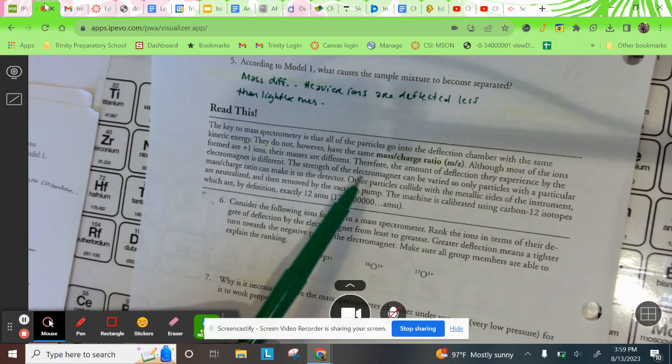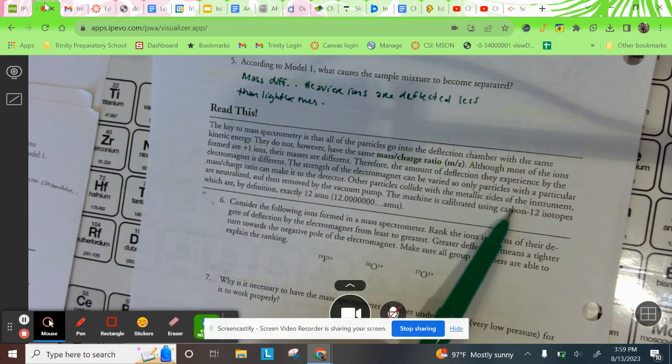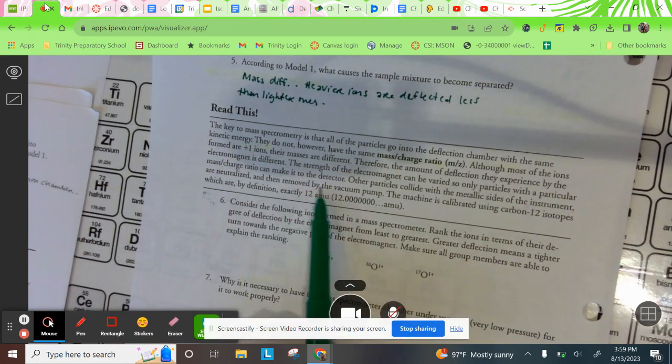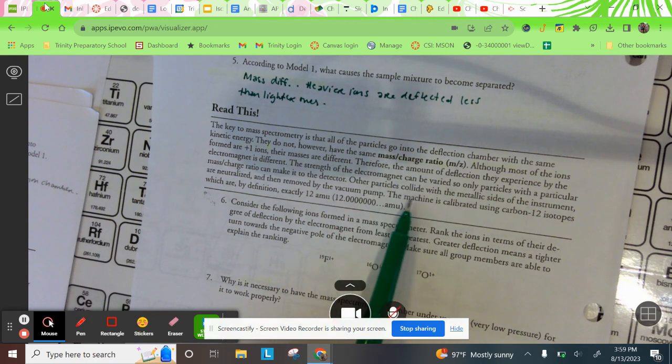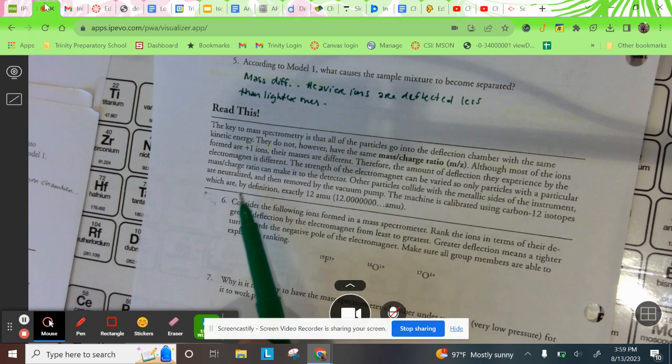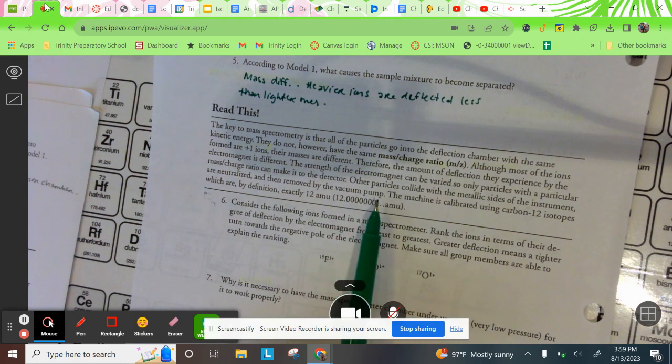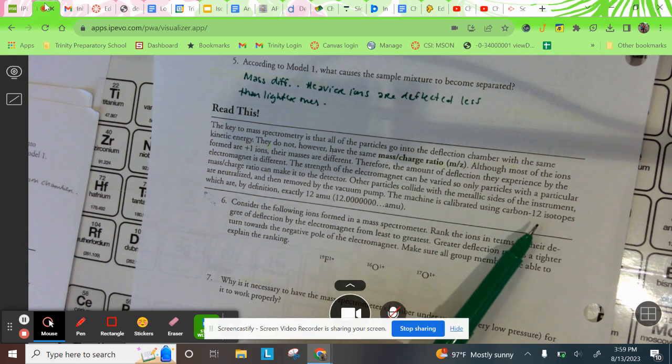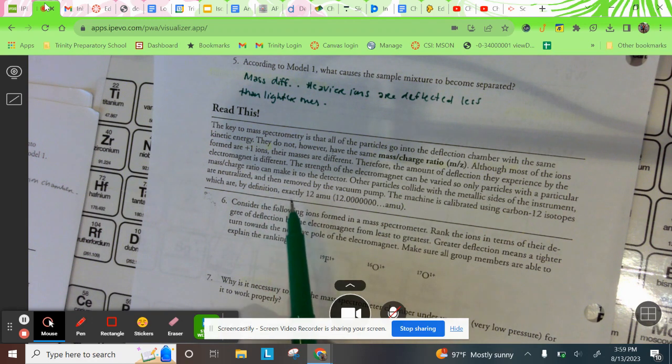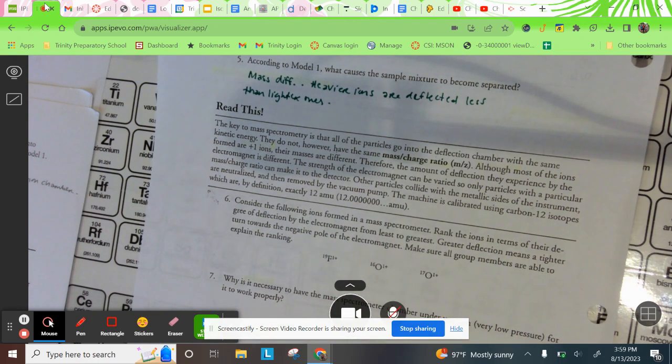The strength of the electromagnet can be varied, so only particles with a particular mass charge can make it through the detector. Other particles collide with the metallic sides of the instrument, are neutralized, and then removed by the vacuum, so we can look for specific ones, is what they're saying. The machine is calibrated using carbon-12 isotopes, which are by definition exactly 12 AMU.